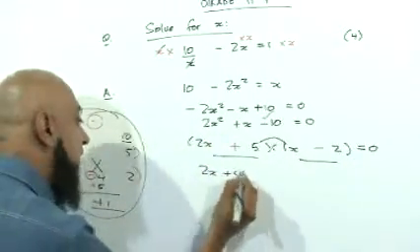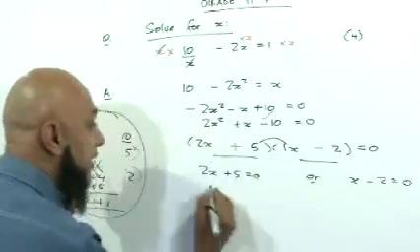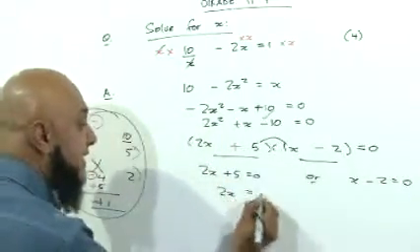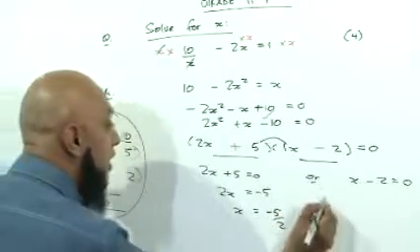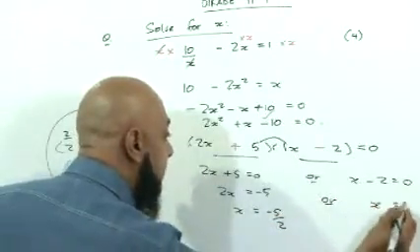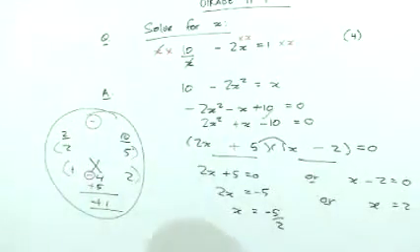2x plus 5 is equal to 0, or x minus 2 is equal to 0. Let's solve for x. 2x is equal to negative 5. x is equal to negative 5 over 2, or x is equal to 2. And there we go, boys and girls. We got ourselves 4 marks for question number 1.